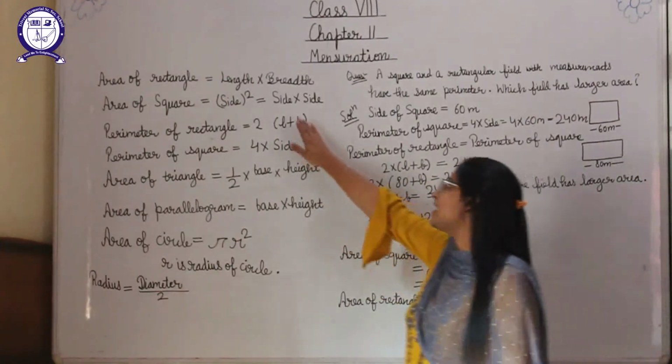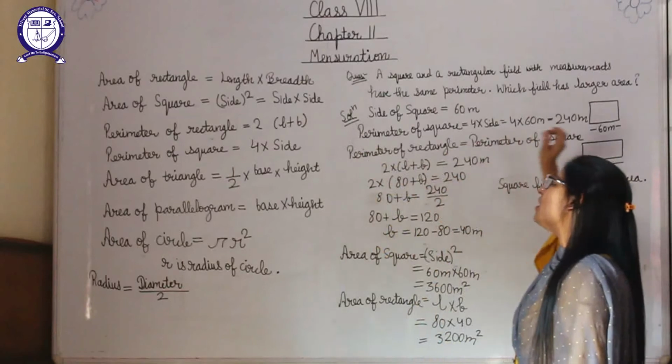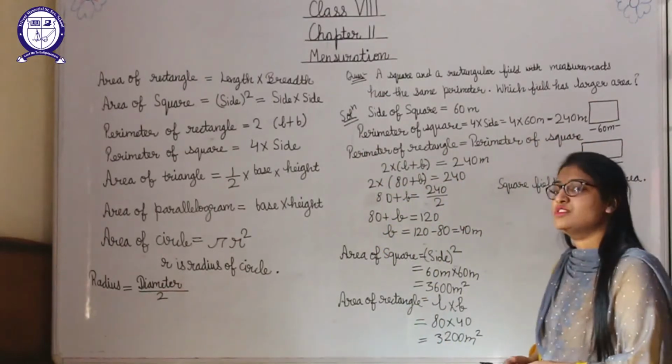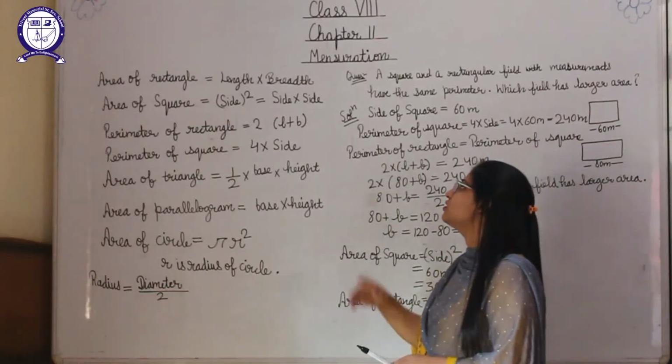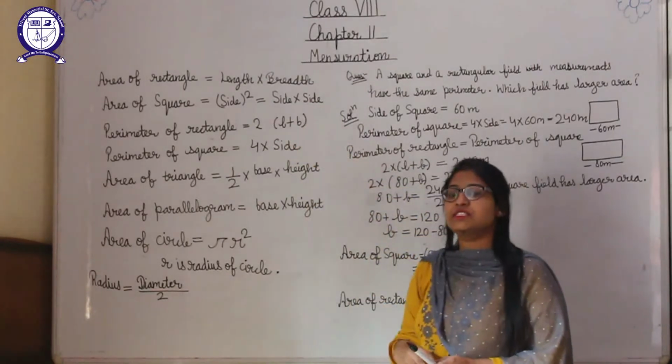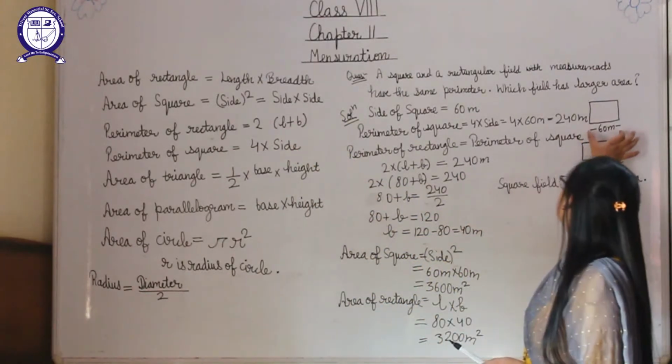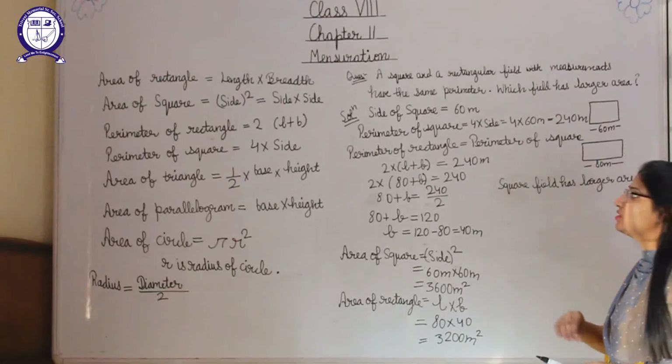Side square means side multiply side. As we know, all the sides of a square are equal, so side multiply side is its area. Here this is the square and its side is given to be 60 meters.